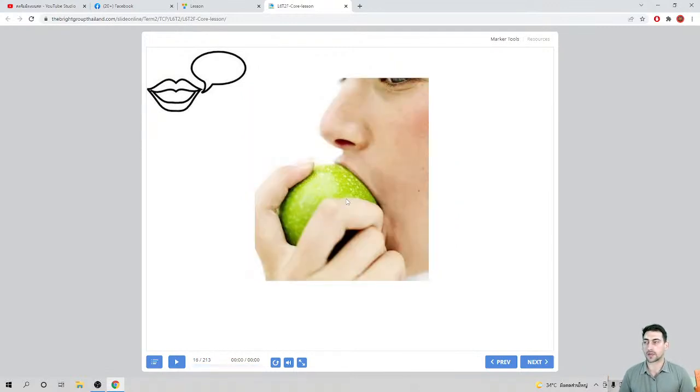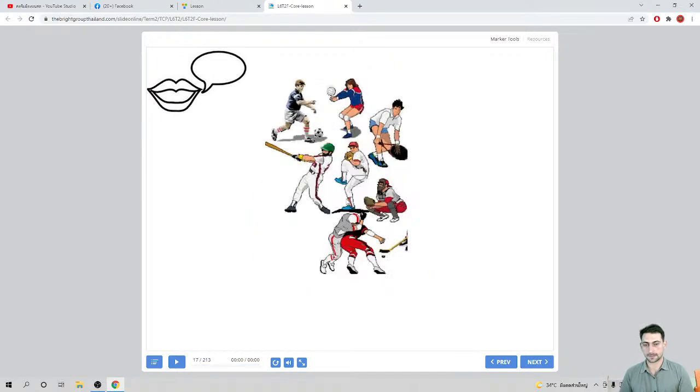Moving on to vocabulary word number 3. For the verb to eat, we have eat, ate, eaten. Good job. Next, we have vocabulary word number 4 for the verb to play. Play, played, played. Good job.